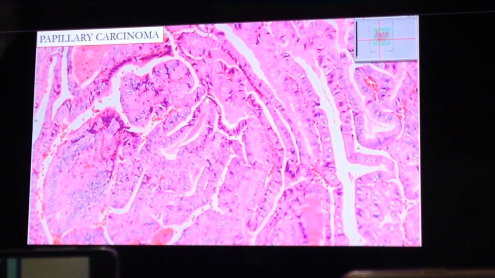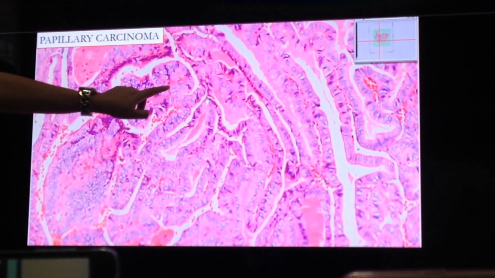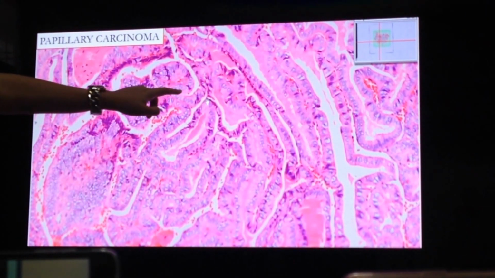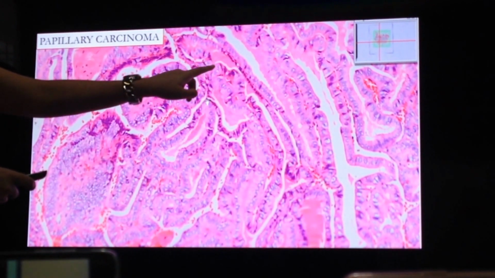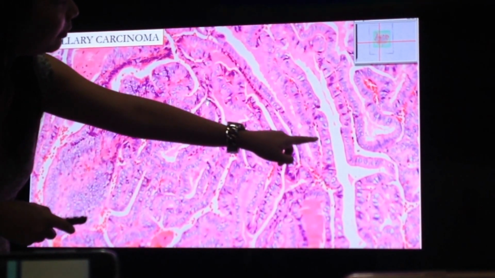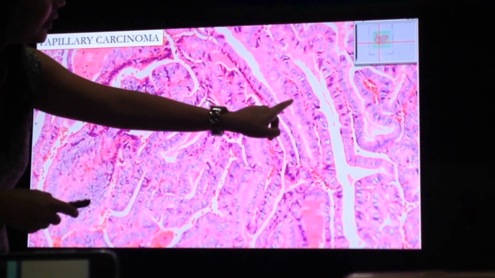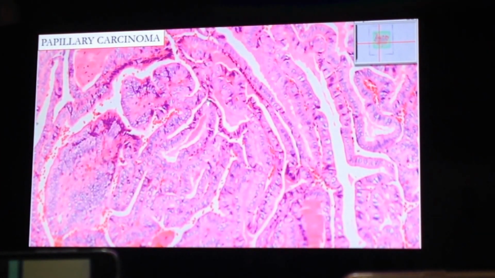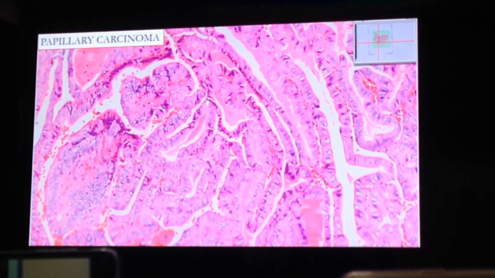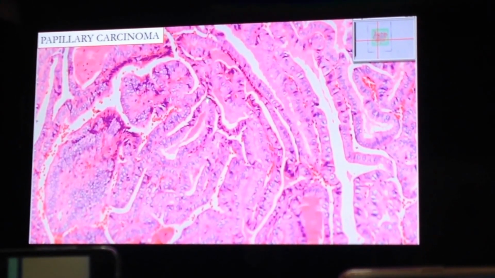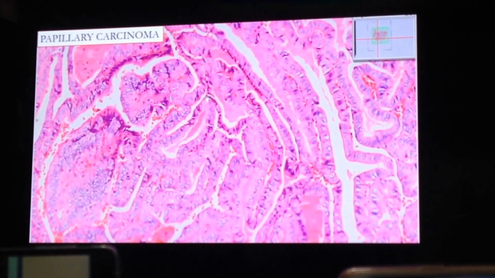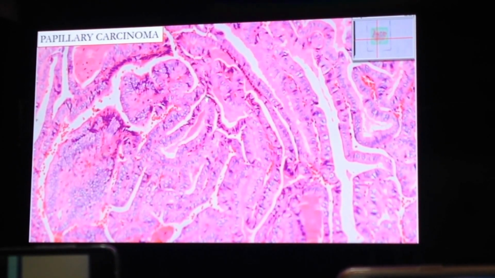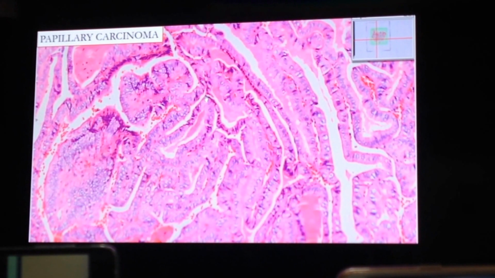So this is a closer view. Ito, may fibrous core and there's a lining epithelium. There's a fibrovascular core, tapos may lining epithelium. Now, okay, so the diagnostic criteria for your papillary carcinoma is not actually the presence of your papillae, but the nuclear features. Okay, the nuclear features.